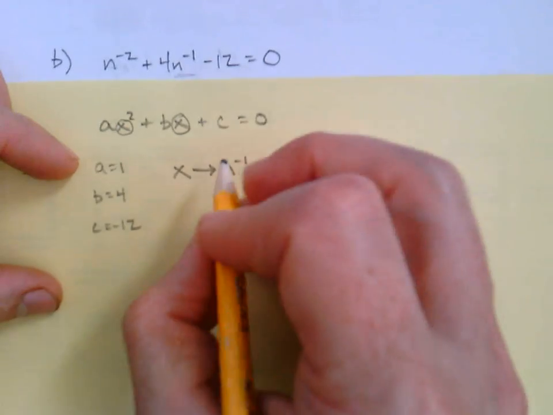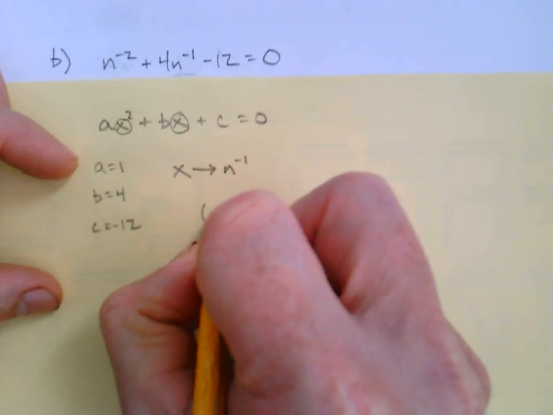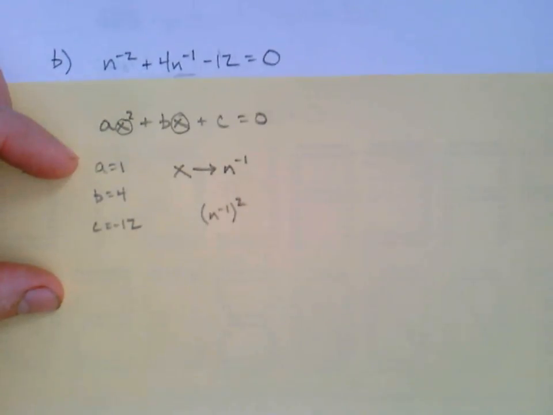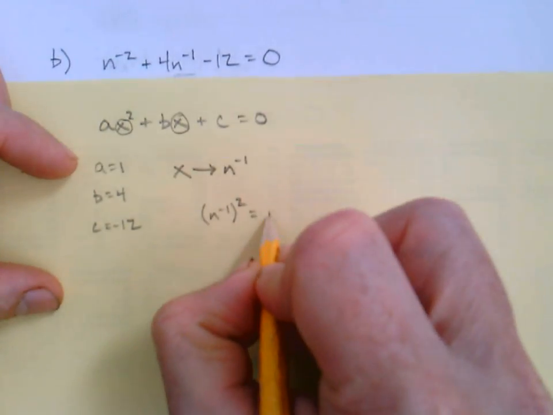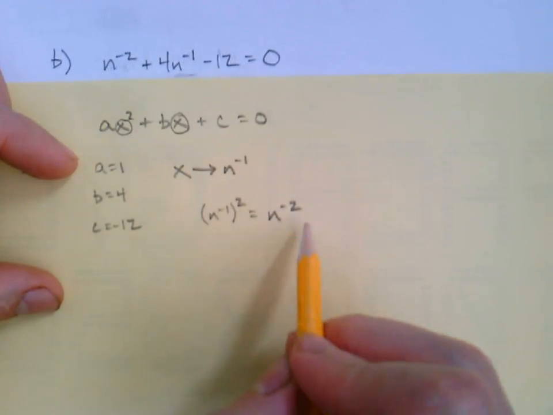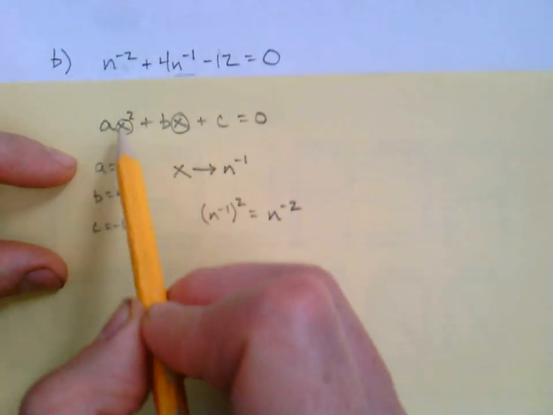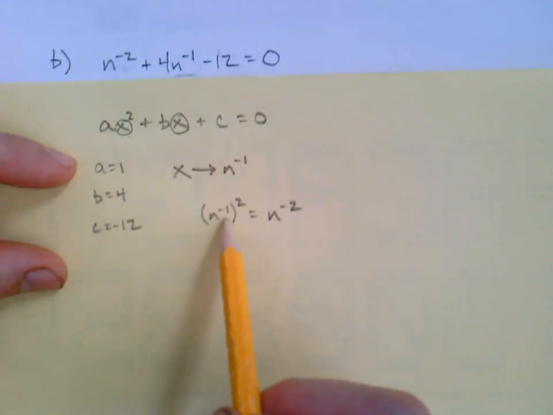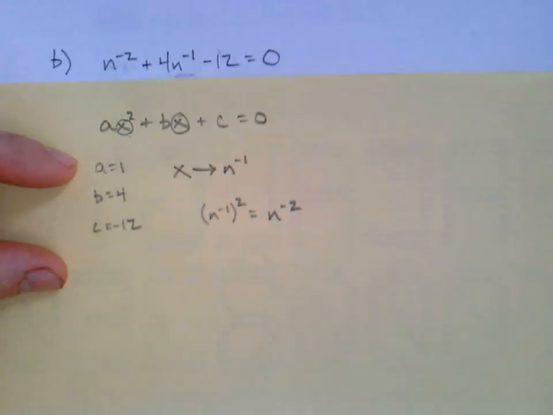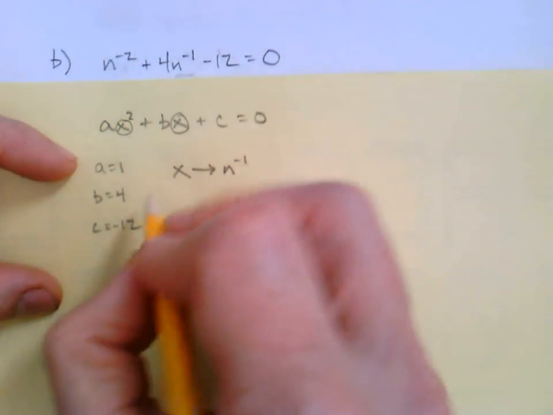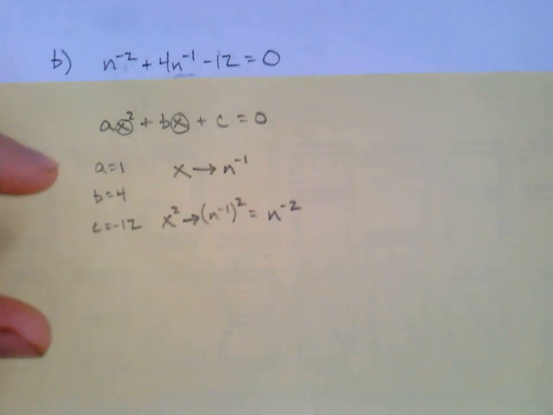What is n to the negative 1 squared? Isn't it n to the negative 2? Don't we multiply exponents there? So this whole thing represents x squared. But x is still, like x squared became that.